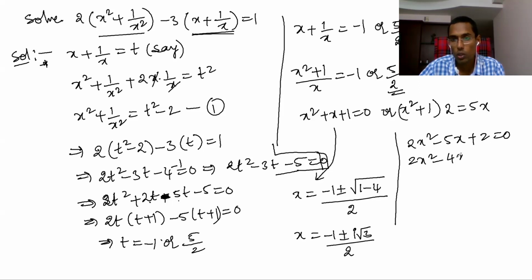4x⁴ minus x plus 2, factorization method. 2x, if you take common, (x - 2) minus 1, if you take common, (x - 2) equal to 0. What are the roots? 1 comma... Here, what are the roots? 2 comma 1 by 2.